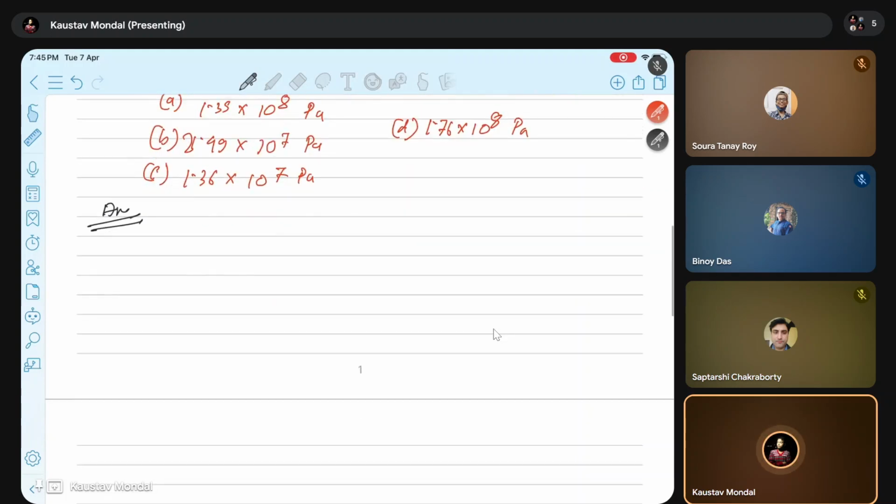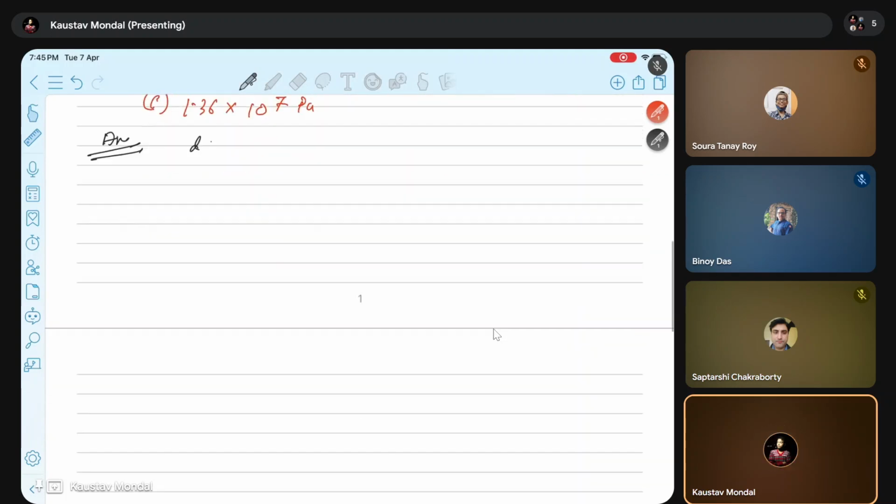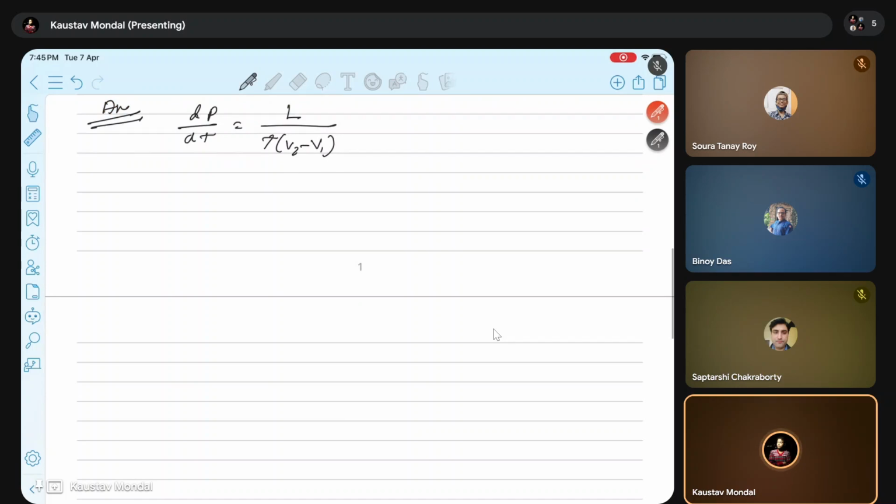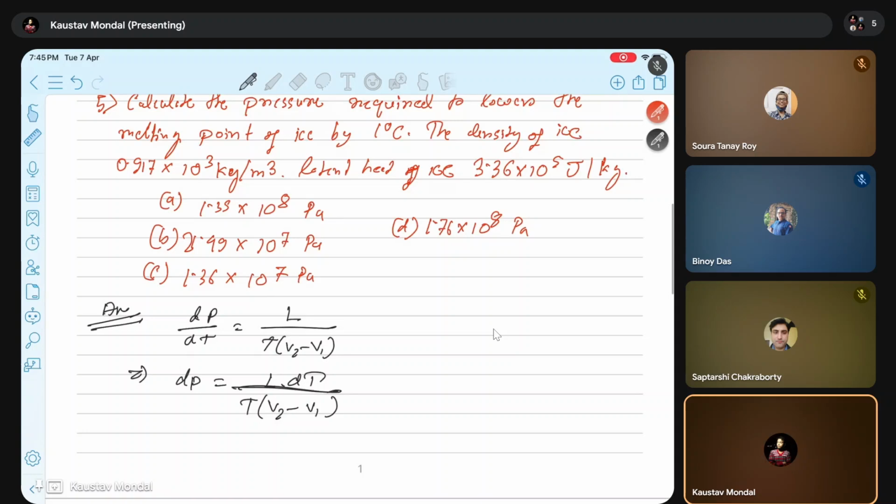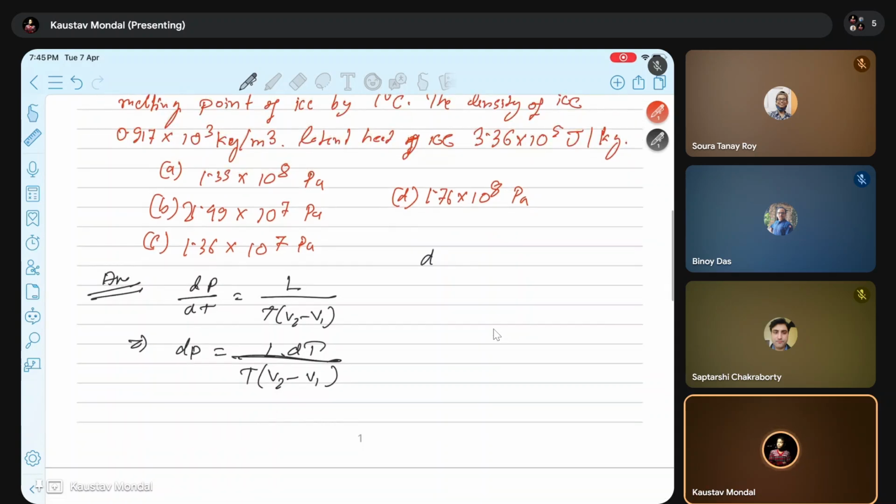So here we do the opposite calculation. We have calculated dT as dT equal to L into T into V2 minus V1. Previously we calculated dT, now here you have to calculate the dP. So dP is equal to L into dT by T into V2 minus V1. Since the change in melting point is given, dT is basically 1 degree centigrade.